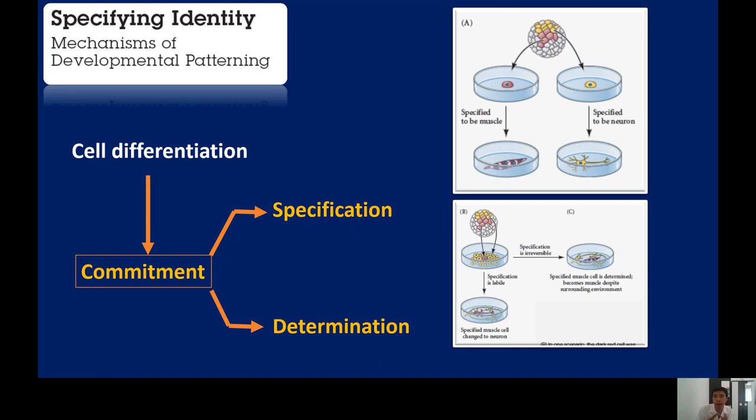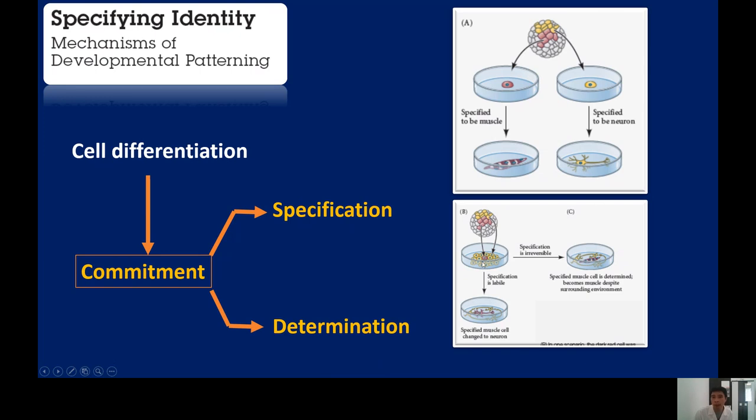So for the specification, it could be affected by the environmental circumstances. So the fate may change to be others. It depends on the circumstances. When muscle cells are cultured as single cells without any interaction with other cells, they will be muscle cells itself, as well as neurons will be neurons itself.